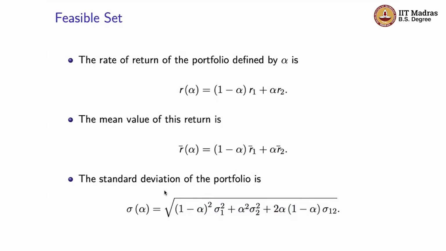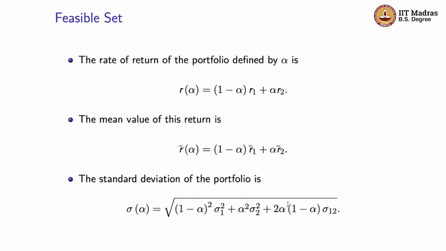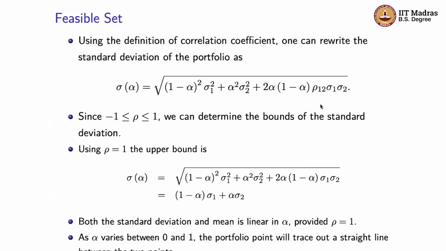But in order to make progress, what we can do is rewrite this expression in terms of the correlation coefficient. Remember that the correlation coefficient is the covariance divided by the product of the standard deviations. So this sigma 1 2 that you have here, we can rewrite it in terms of the correlation coefficient in this way. And we know that the correlation coefficient lies between -1 and 1. And so we can think about what is the bound of this value of the standard deviation. Why is this bound? Because notice that these are not dependent on rho. So the only place where rho comes in is in this expression. And therefore, we can think about what is the bound of this.